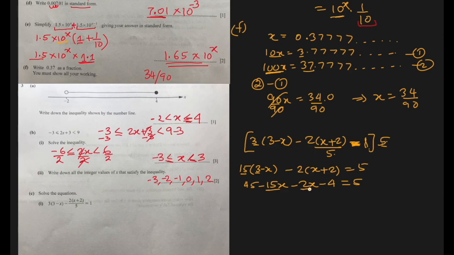Keep the x's here, minus 17x. 45 minus 4 is 41. Yeah, so equal to 5 minus 41. Negative 17x equal to negative 36. So x is negative 36 over negative 17. Looks very odd, but yeah, that is the answer.